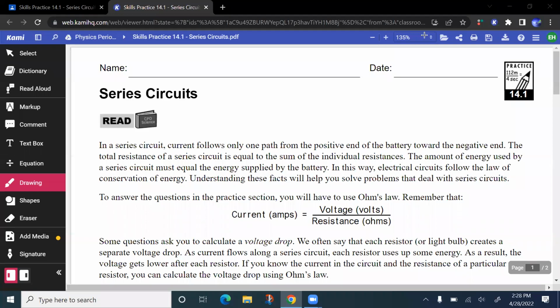Hello. In this video tutorial, we're going to be looking at skills practice 14.1, series circuits. Please remember to pause or rewind the video as needed. Read along with me, please.